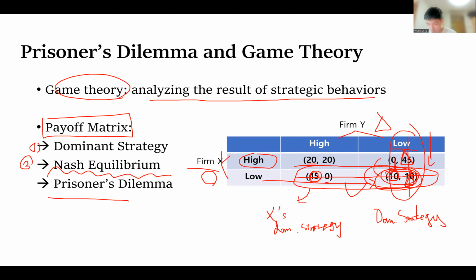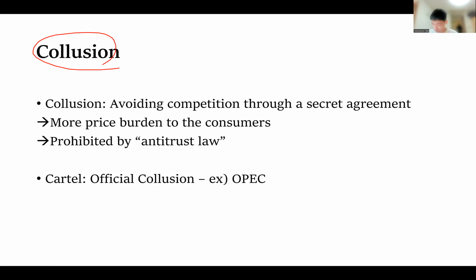Prisoner's dilemma refers to a situation when both firms fail to make a rational decision while seeking only one's own profit maximization. Economic nature does not allow firms to produce at both high and high because there is competition. However, firms sometimes secretly cooperate to make both of them sell at an expensive price. This is called collusion. They secretly make an agreement to avoid competition, and therefore consumers have more price burdens. However, it can be prohibited by antitrust law, and it is illegal in most nations.